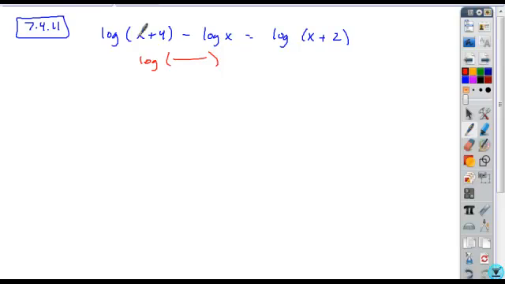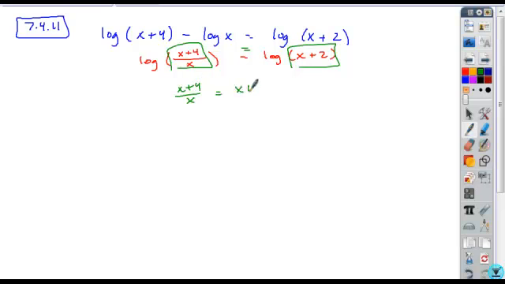Any factor that originated from a positive log becomes a factor of the numerator of your lone log. And any factor here, x, that came from a negative log becomes a denominator in that fraction. And so the left side can be condensed, the right side stays as it is. Once your equation is set as two logs equivalent to each other, just equate the values inside the logs. So you get (x + 4)/x is equal to x + 2. And then it's just a matter of solving this equation.